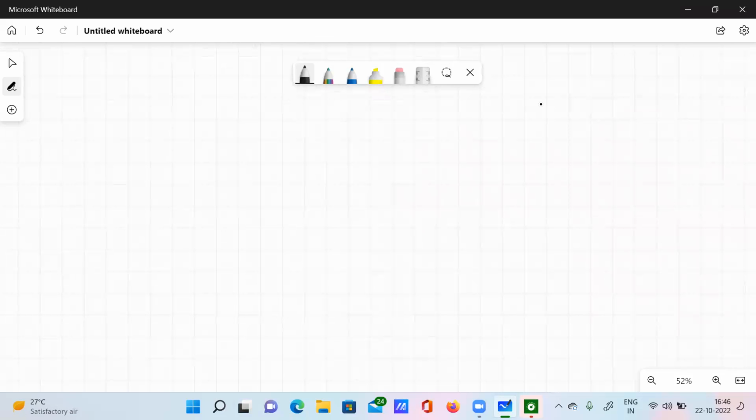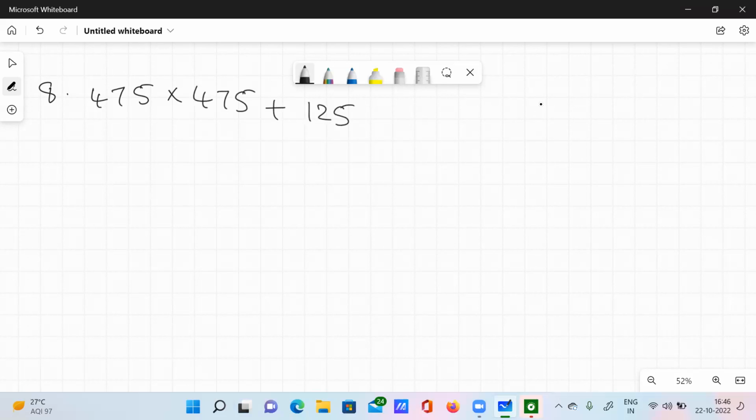So let's see this particular problem. That is the 8th problem, which is 475 into 475 plus 125 into 125 is equal to how much? You need to find this out. So what's the common thing here? These are the same values. These are also the same values.